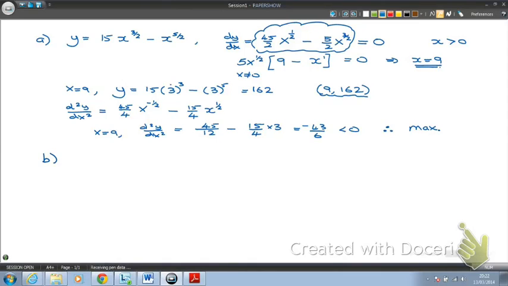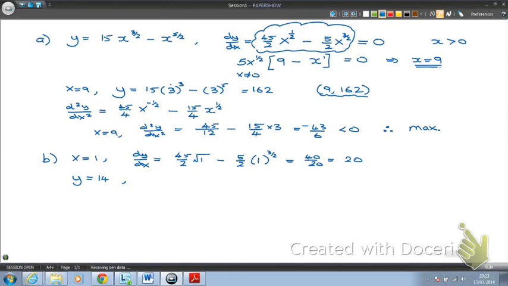And then question B, we're finding the tangent when x equals 1. So we need the gradient, so dy/dx when x is 1 is 45/2 times root 1 minus 5/2 times 1 to the power 3/2, which gives me 40 divided by 2, which is 20. So we've got a gradient of 20, and we also need the y value when x is 1, and we've got y is 14 as that's given in the question.